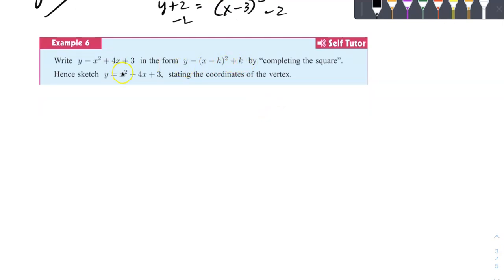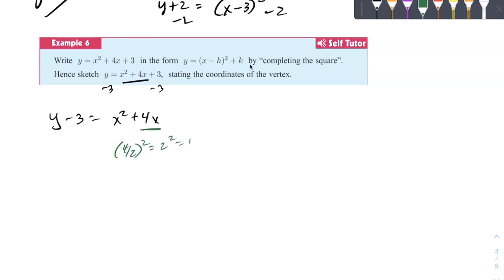Okay, so how are we going to do it though? We're going to complete the square. So remember, the way we complete the square, you want to get this guy by itself, so we're going to subtract 3 from both sides. So I get y minus 3 equals x squared plus 4x. Then we're going to complete the square. We're going to get that middle term, divide it by 2 and square it. We're going to get 4. We're going to add that to both sides.